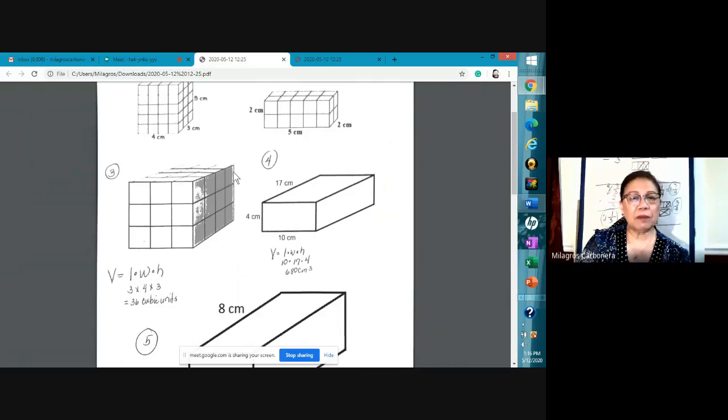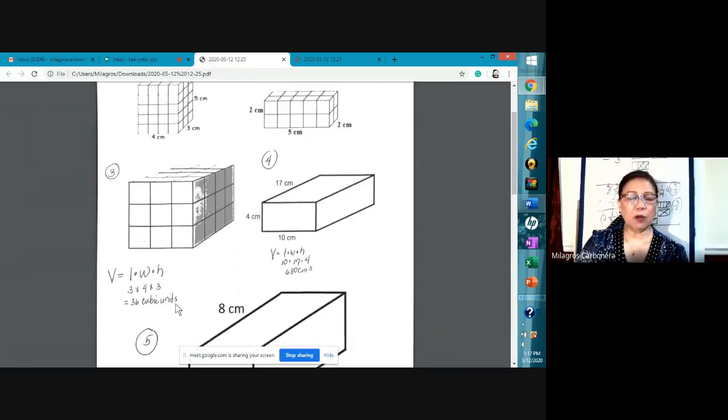And the height is from top to bottom. We have 3 here, 3 cubes, so I wrote 3. So the volume of this prism is 3 times 4 is 12, times 3 is 36 cubic units. Why did I say units here? Because there is no given specified unit, if it is meter, centimeter, feet, or whatsoever. So I just use the word units.